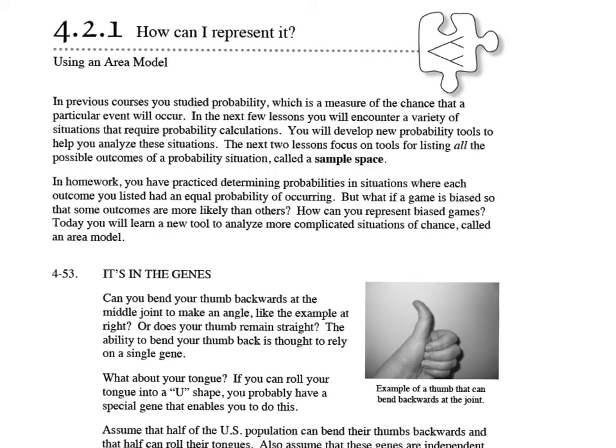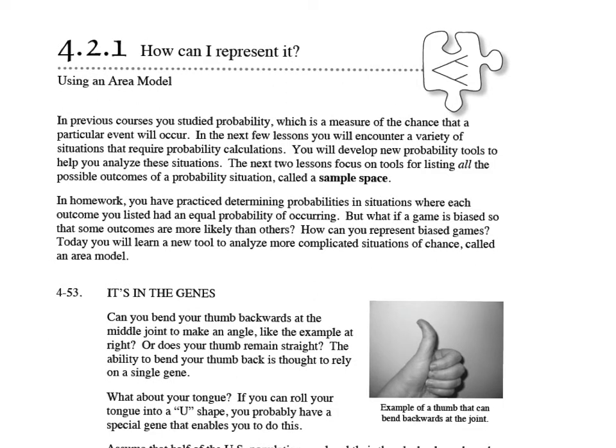Today we start a new section in Chapter 4, which is Lesson 4.2.1, entitled Using an Area Model. What we're going to do is study probability and see what the probability is that a particular event is going to happen. We're going to use a term called sample space, as we have defined right here. In the homework, you've practiced probabilities beforehand, but today we're going to use a tool to help us analyze more complicated situations, something called an area model.